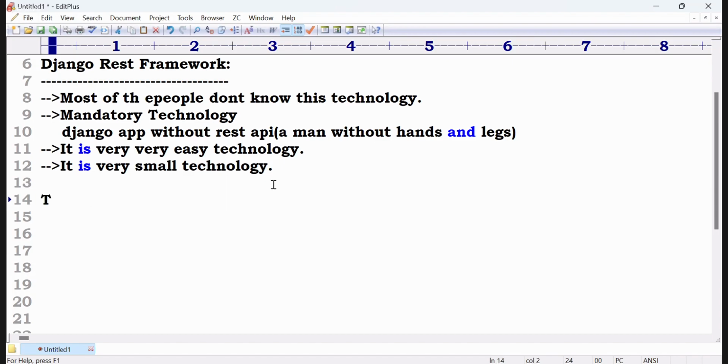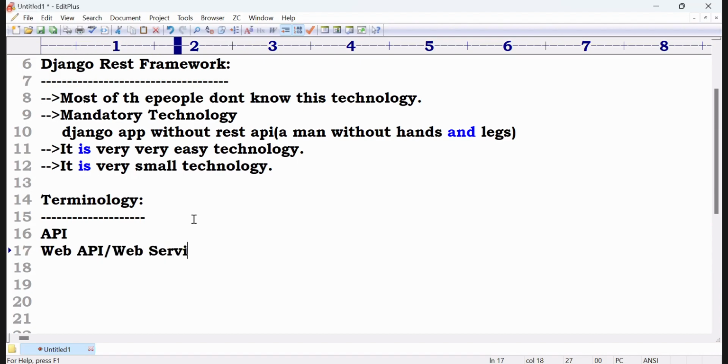So generally, everyone has doubts about these terminologies. In any Django classes, everyone is asking, sir, what is API? What is web API or what is web services? Web API, web services, both are the same. What is REST? What is REST API? What is Django REST? Once you get these terminologies, then the course is very simple.